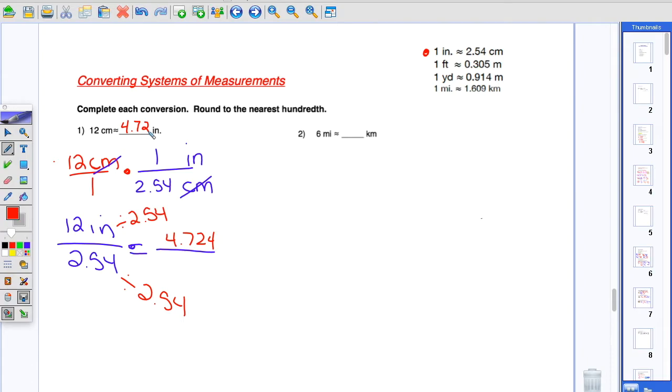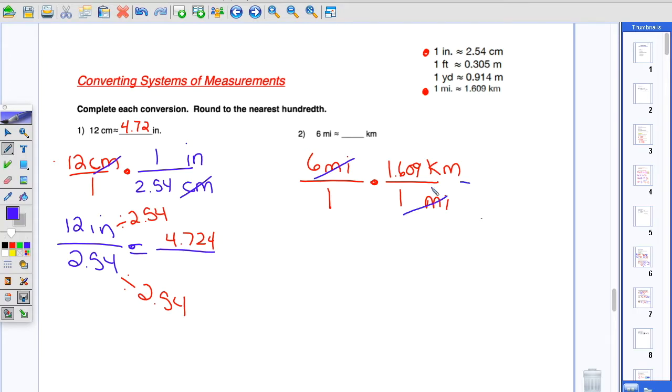Number 2, 6 miles is approximately equal to blank kilometers. So we start with our original. We're going to put it over 1, and we're going to multiply it by our conversion factor. So for the second one, we want miles and kilometers, and that would be the bottom one. So our miles would go in the denominator, kilometers goes in the numerator. So it would be 1.609 kilometers over 1 mile. So our miles cancel out.